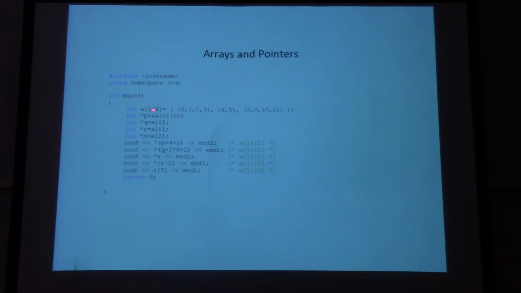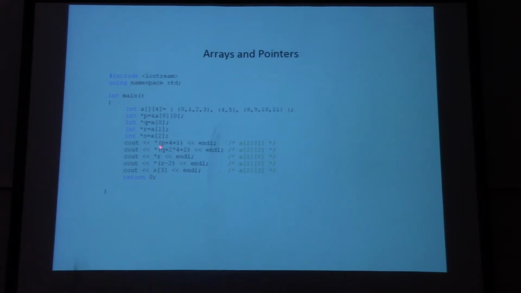Because basically A sub 0, what's A sub 0? What's A sub 1? A sub 2? And A sub 3 is here. So you have to have that so that when you add something, it knows how many elements to skip. Okay, so Q, R, and S.